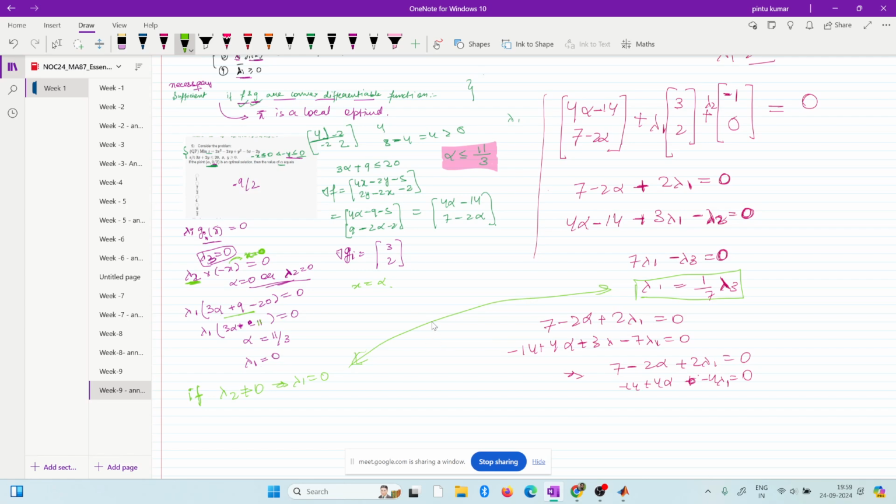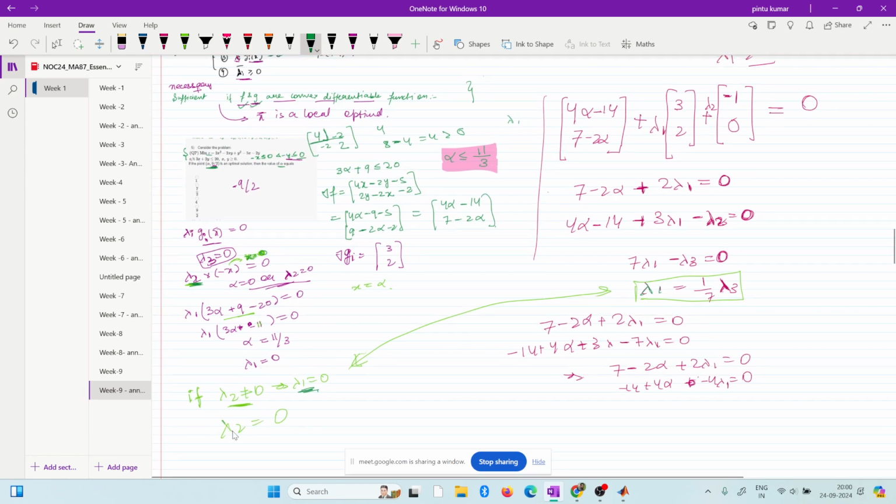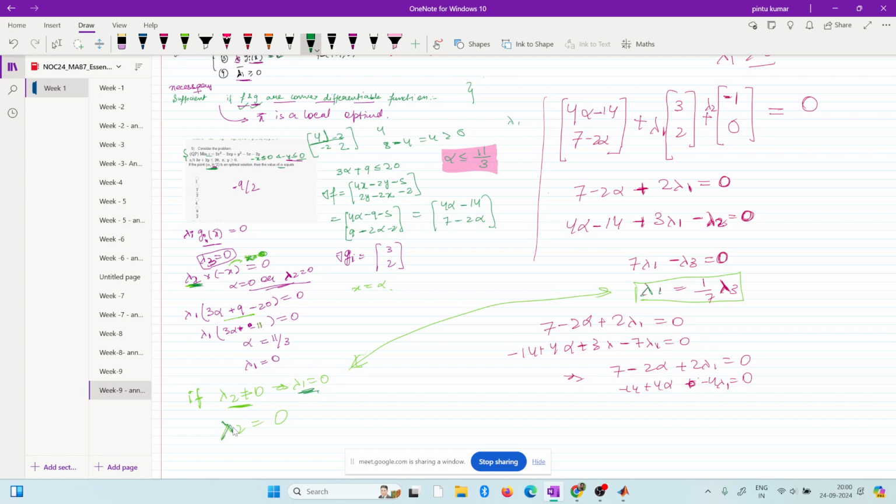So the only possibility is that whatever I assumed in the first place, that lambda 2 is not equal to 0, is incorrect, and hence my lambda 2 should be equal to 0. I hope I'm making sense. Because if I assume that my lambda 2 is non-zero and my x is equal to 0, then I reach a point where lambda 1 is equal to 1 by 7 times lambda 3. But I want my lambda 1 to be 0. So both these statements contradict each other, and hence my lambda 2 must be equal to 0.